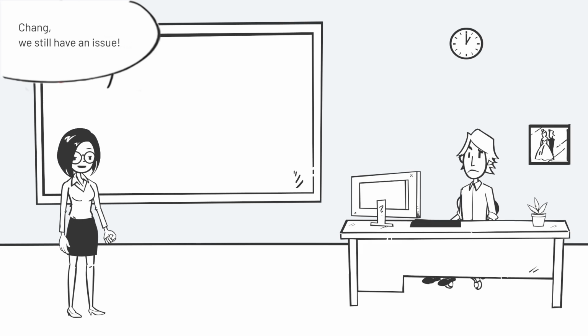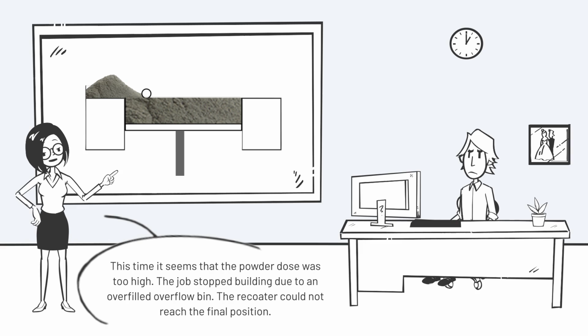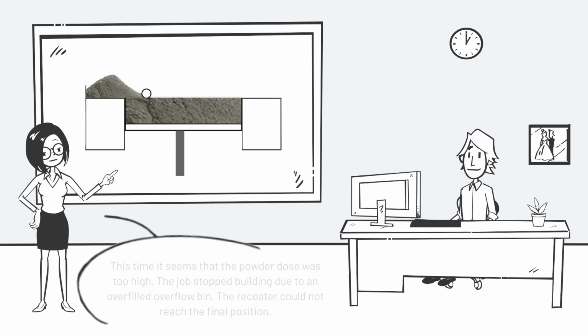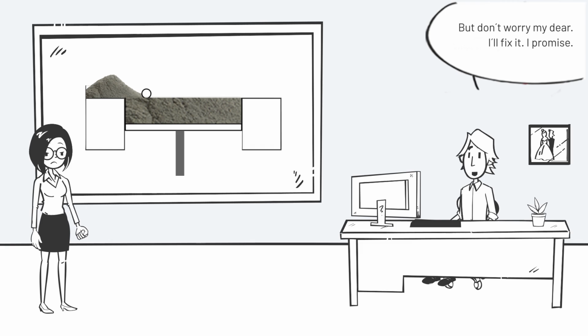Chong, we still have an issue. Oh no, not again. This time it seems that the powder dose was too high. The job stopped building due to an overfilled overflow bin. The recoater could not reach the final position. It seems that the method I used is a tiny bit inaccurate, but don't worry, my dear. I will fix it. I promise.